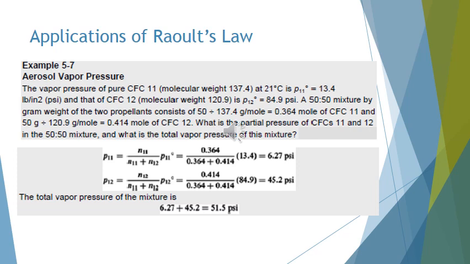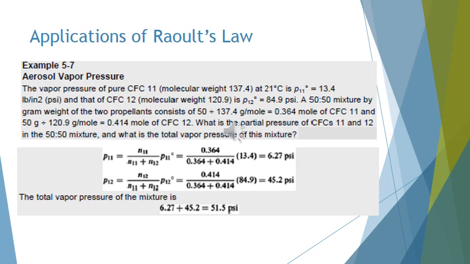In order to calculate the partial vapor pressure for the two propellants, we need to calculate the molar fraction, and the molar fraction of the first propellant is equal to the number of moles of propellant 1 divided by the number of moles of the two constituents. And then if we multiply the molar fraction by the vapor pressure of the pure propellant, we will get the partial vapor pressure of this propellant in the mixture.